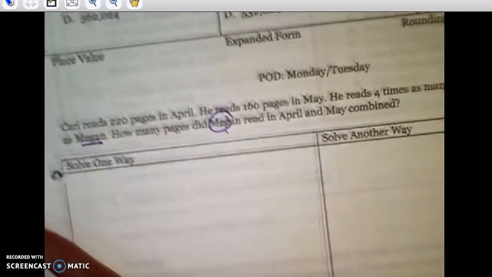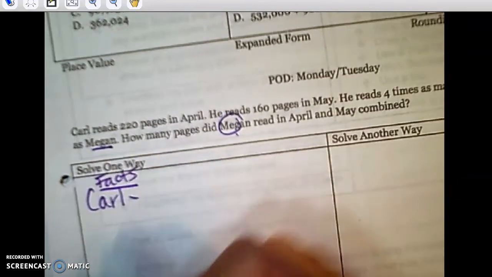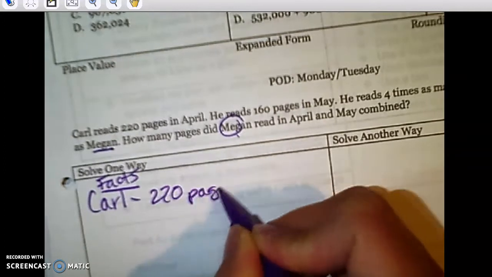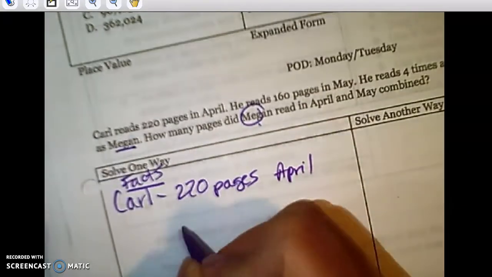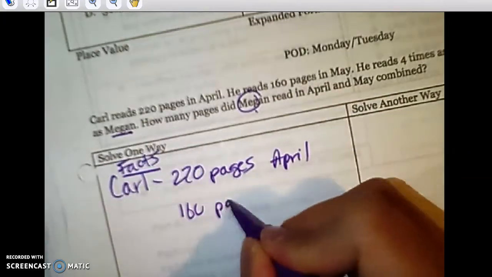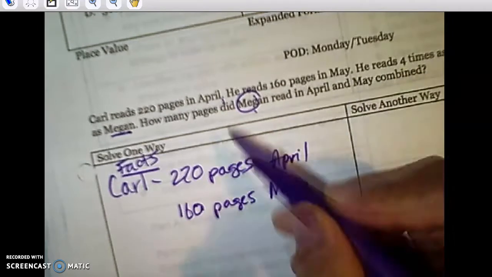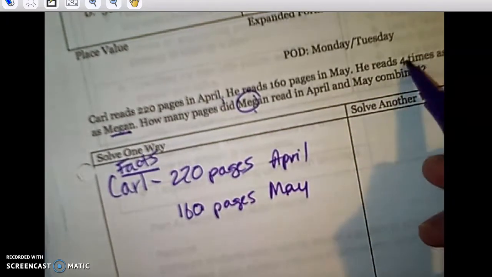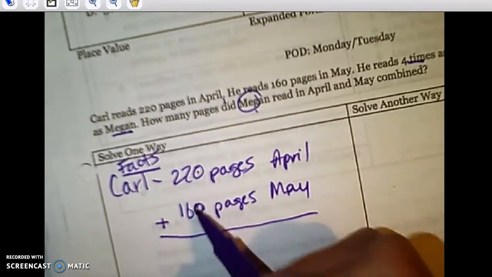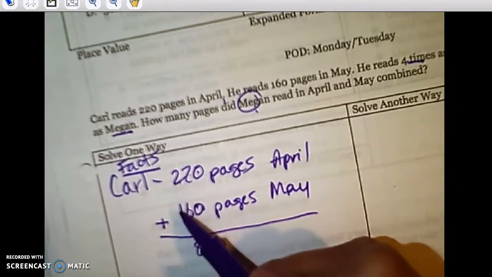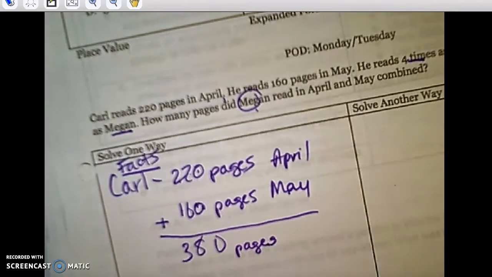All right, so let's try it. So we have Carl. I'm going to organize my facts. He has 220 pages in April. And then he reads 160 pages in May. Oh, okay, I understand now. So this is April and May. We have to figure him out first before we figure out Megan. So let's add that all together and see how many pages he reads in total. 0, 6 plus 2 is 8, 2 plus 1 is 3. So he reads 380 pages in May and April together.